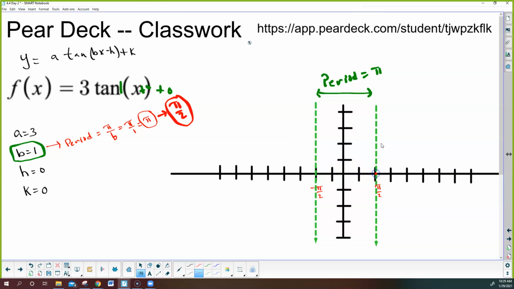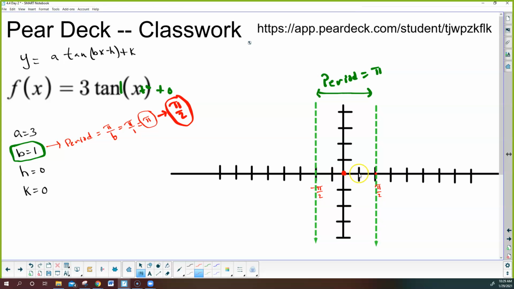Right here at pi over 2, and then right here at negative pi over 2, that's where I'll have my vertical asymptotes, because that's where tangent is undefined. So then, the quick way to graph this was if you start at the midline, that's the first point of tangent. When x is 0, tangent is 0.